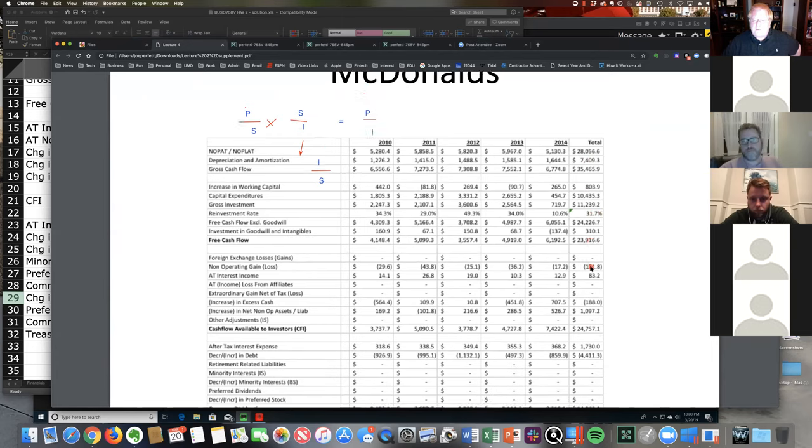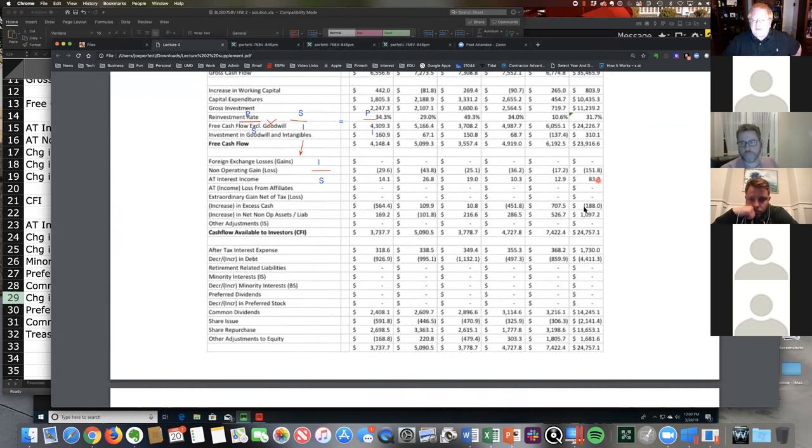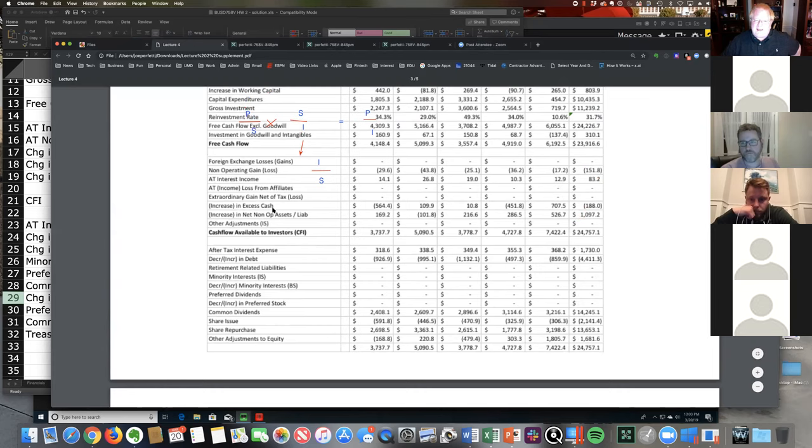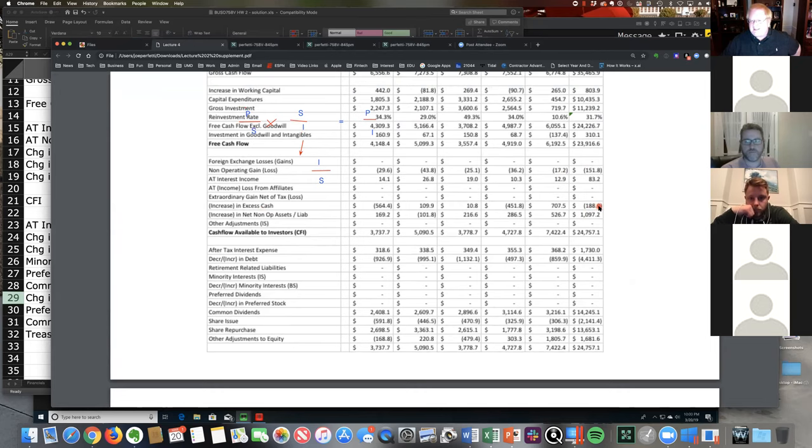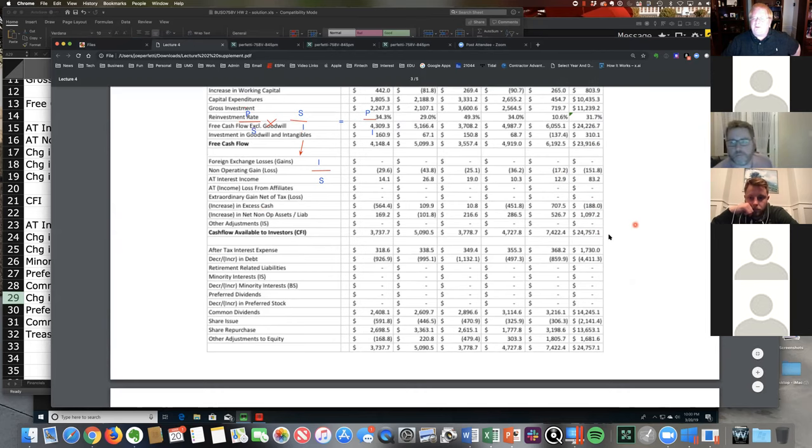Okay? Now, what do they do with the $24 billion? If we think about the non-operating section, typically the big thing is here in cash. And what they did, negative 188 actually says they reduced their excess cash. They didn't increase the excess cash. They reduced the excess cash. And they got $1 billion by selling non-operating assets. So what they ended up with is 24,757 of cash available to distribute over a five-year period of time. Almost $25 billion available to distribute.